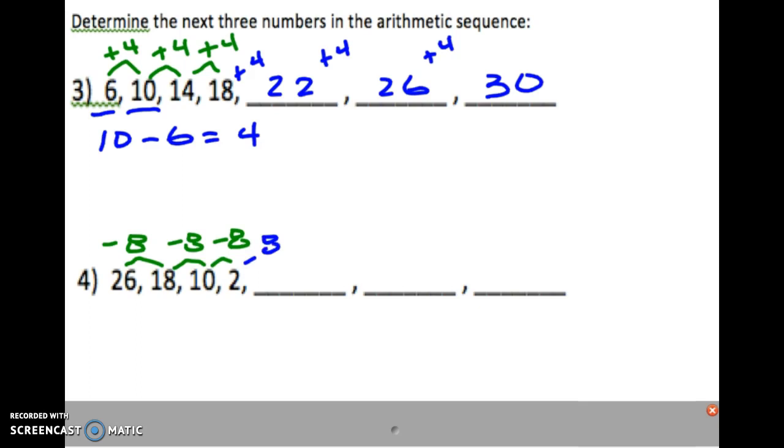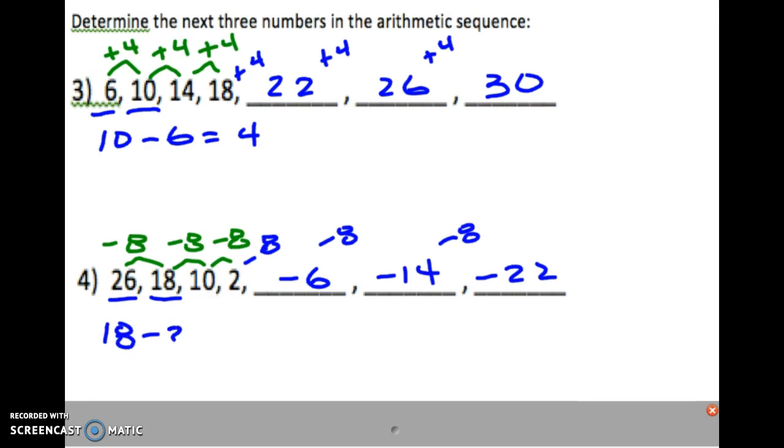So 2 minus 8 should give us negative 6. Negative 6 minus 8 should give us negative 14. And negative 14 minus 8 should give us negative 22. Once again, if you're having trouble seeing the pattern, take the second number and subtract the first one. So 18 minus 26 will give us negative 8 that way.